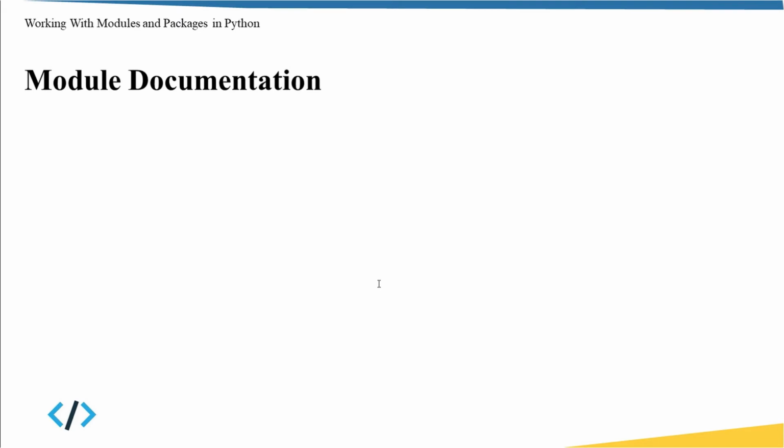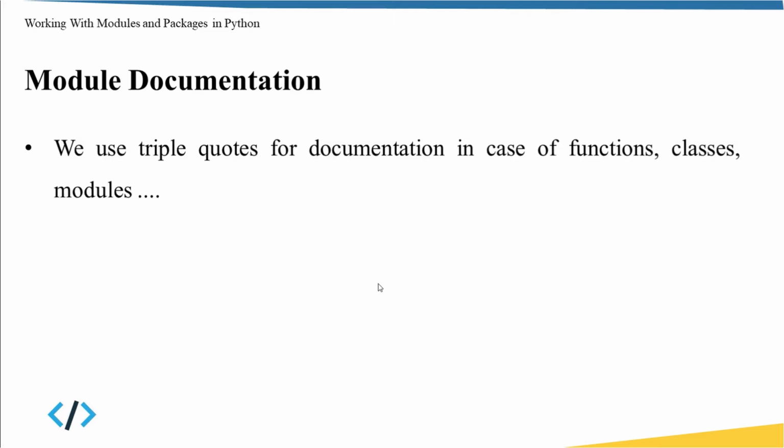Now let's talk about module documentation. Most often, when you develop your own module and you want to share it with other people to use your functions, you have to add some documentation so people will understand what this module is about. In order to add documentation to a module, usually we add it at the header of that module, and we use triple quotes for documentation, as we saw before in functions.